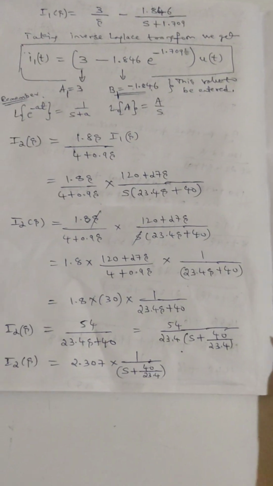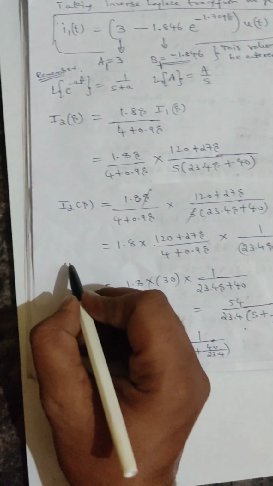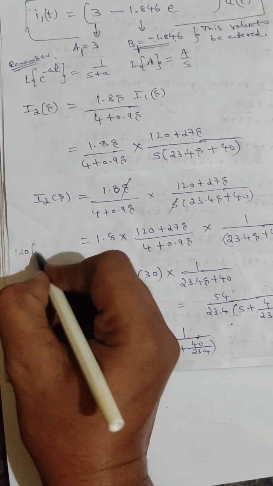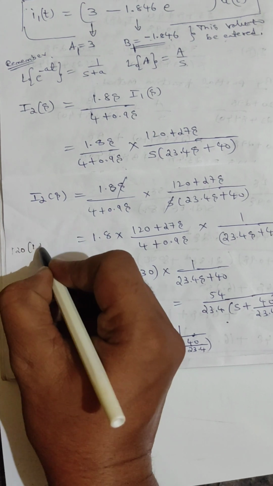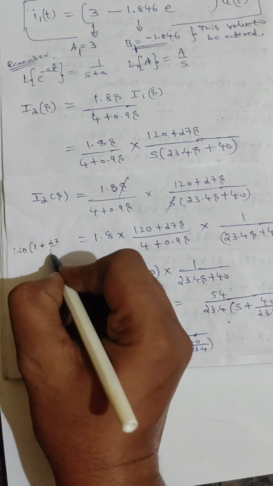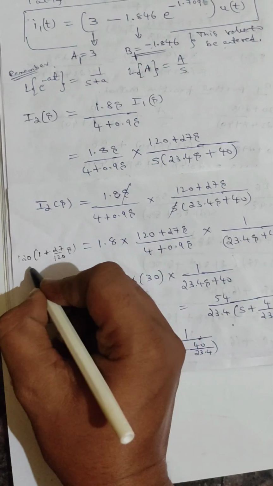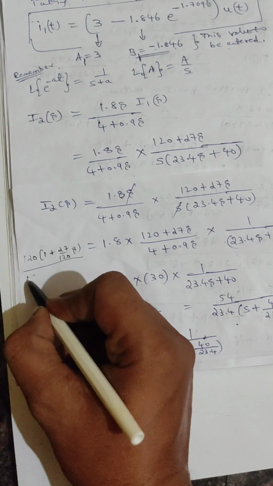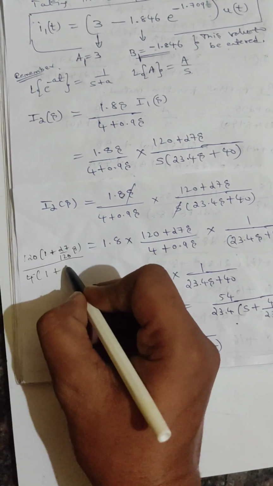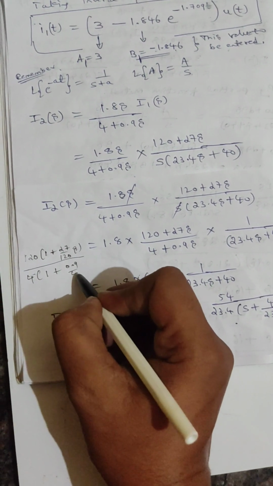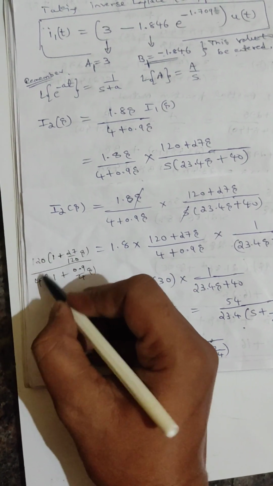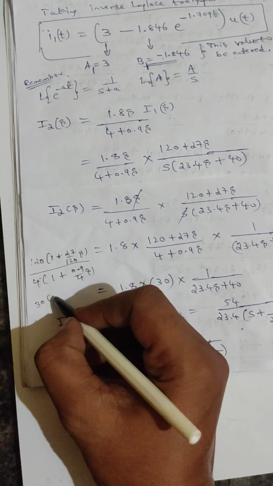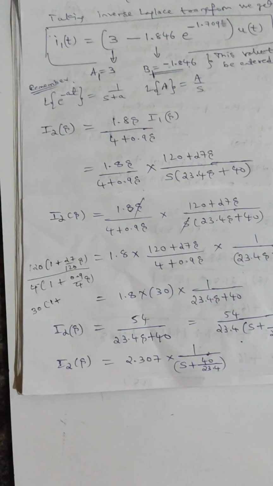So that I will show it here. You take 120 as a common factor. Then what you will get? 1 plus 27 by 120 over the numerator side. Similarly on the denominator side, take 4 as a common factor: 4 times (1 plus 0.9s by 4). What is 120 by 4? 30.